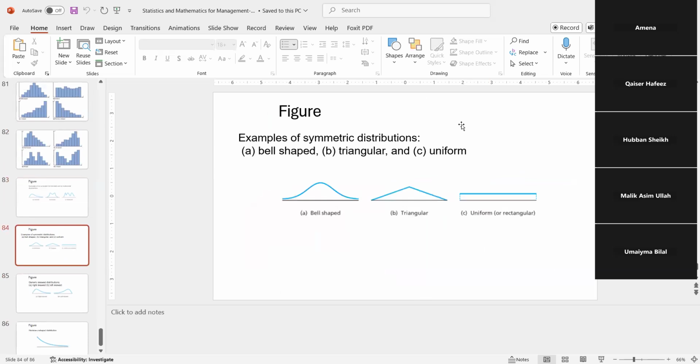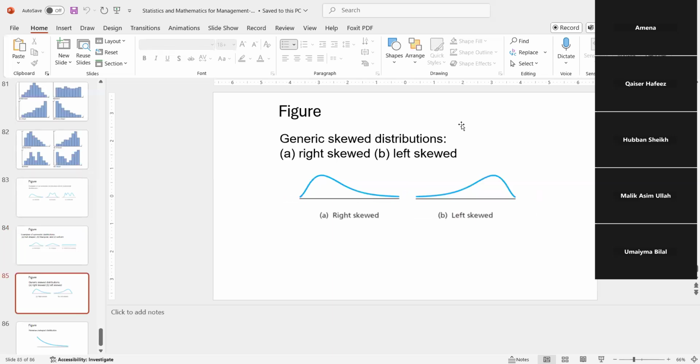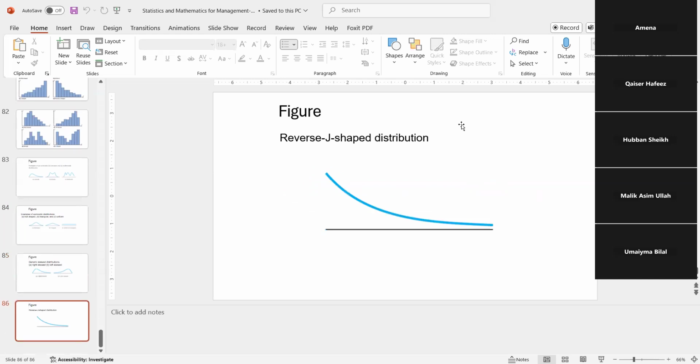Some symmetric graph types are the bell-shaped curve, triangular shape, and uniform. In social sciences, we usually only come across the bell-shaped curve. Not all other types are usually experienced in the social sciences, while in natural sciences or biological sciences, we have the other two types as well. The most commonly experienced graphs or distribution types in social sciences are the right skewed or left skewed tails that we focus on. This is the extreme structure. That's all for this chart type.